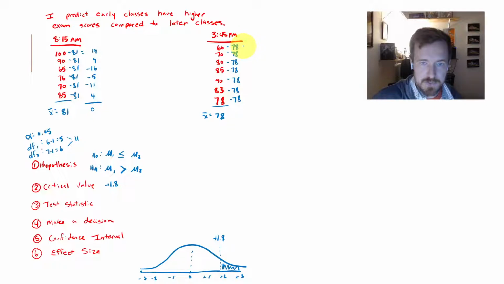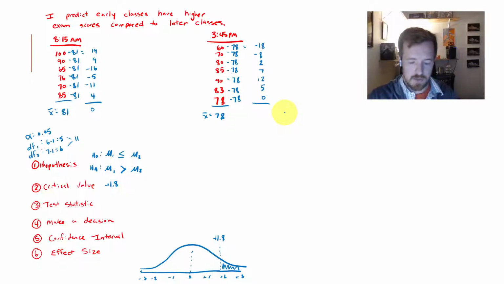Now it's time to come over here and do the same thing over here. So again, I'm going to do 60 subtracted by the mean. It's going to be negative 18. This is going to be negative 8. This is going to be 2. This is going to be 7. This is going to be 12. This is going to be 5, and that's going to be 0. Let me double check, make sure that those add up to 0. Ooh, I typed in the wrong number. Yes, it does give me 0.